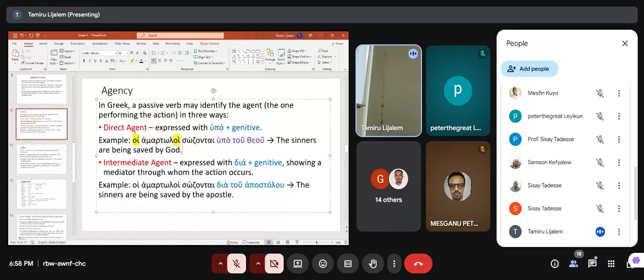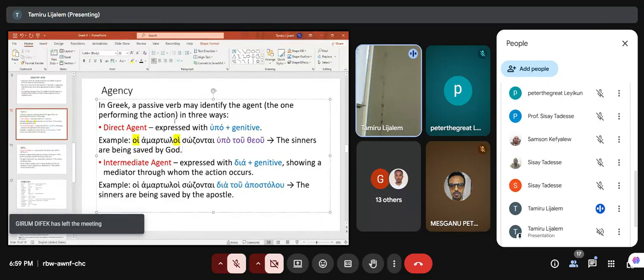So direct agent: who is the savior? God is the savior. The sinners are being saved by God. This one is passive voice, but the agent is involved directly. The other one is intermediate agent, expressed by dia plus genitive, showing a mediator through whom the action occurs.